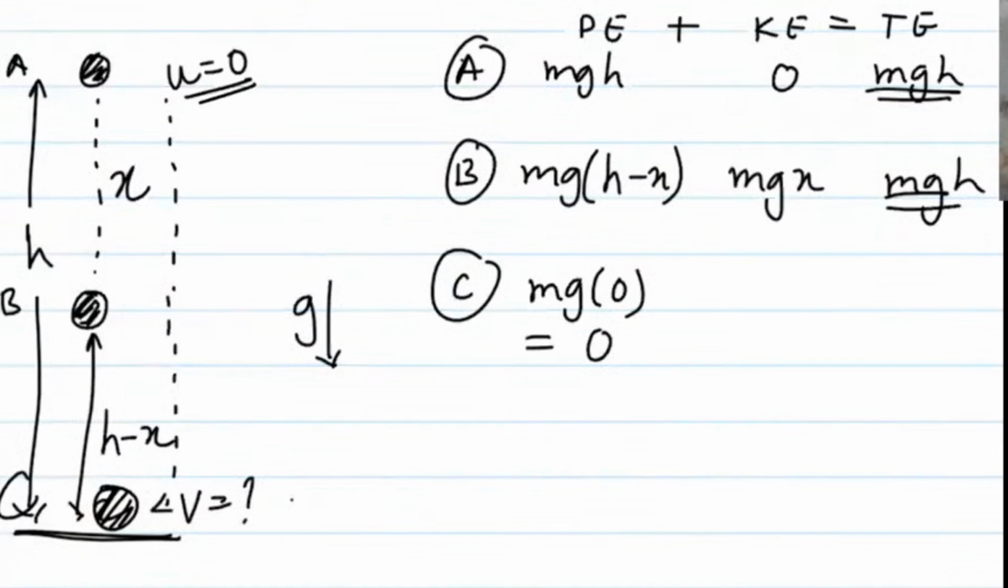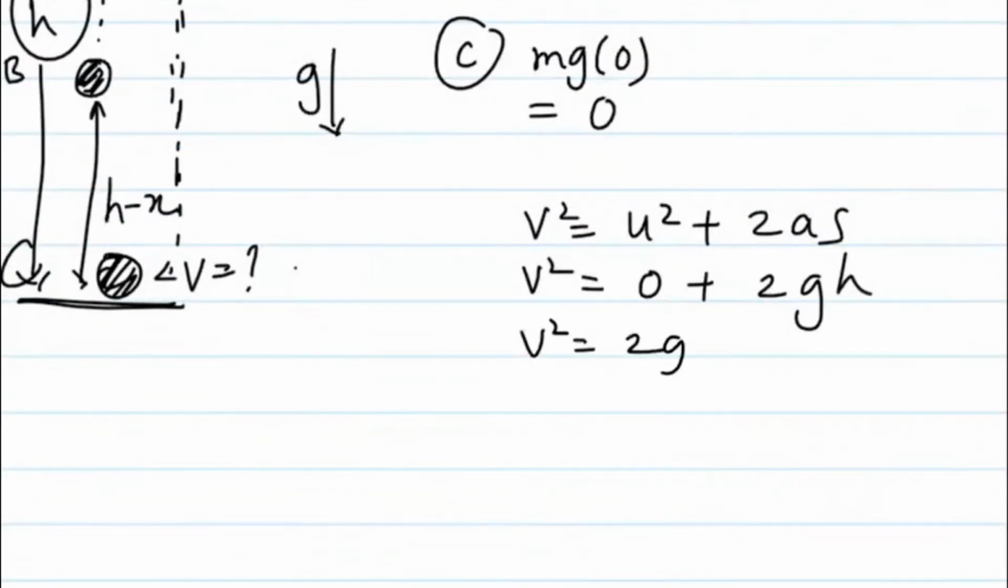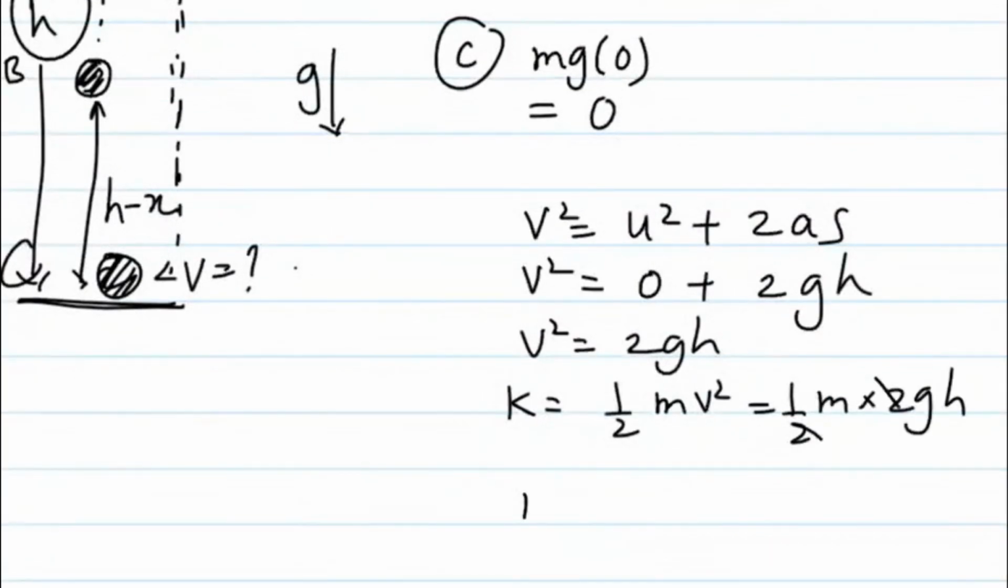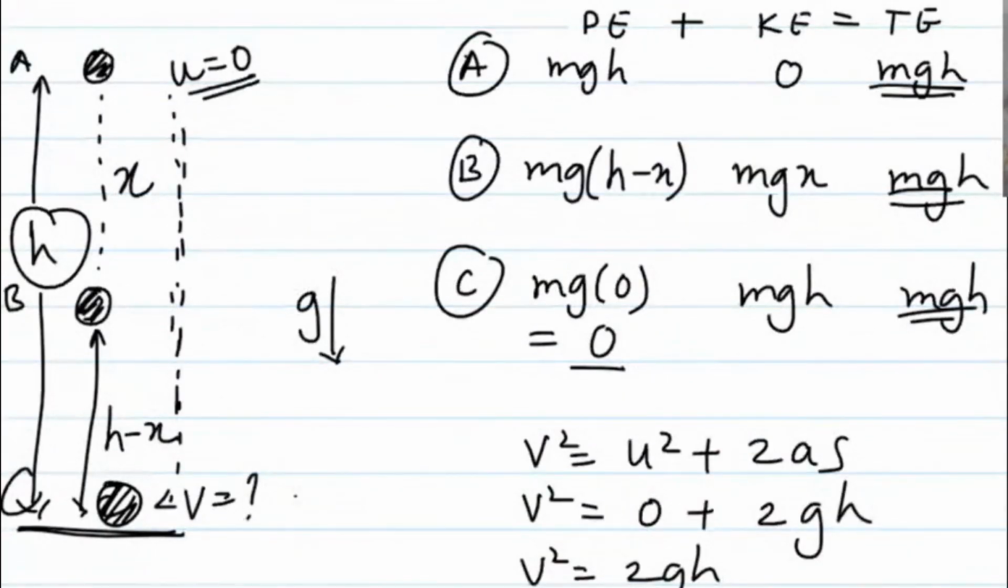Consider that the ball has started from 0 velocity and it has dropped a distance h. So v square is u square plus 2as. V square is 0 plus 2gh. So v square is 2gh, and kinetic energy is half mv square, that is half m 2gh. 2 and 2 get cancelled. Kinetic energy is mgh. Now 0 and mgh will add to mgh again. So this is our derivation, that the total mechanical energy is conserved at all points. It is constant at all points.